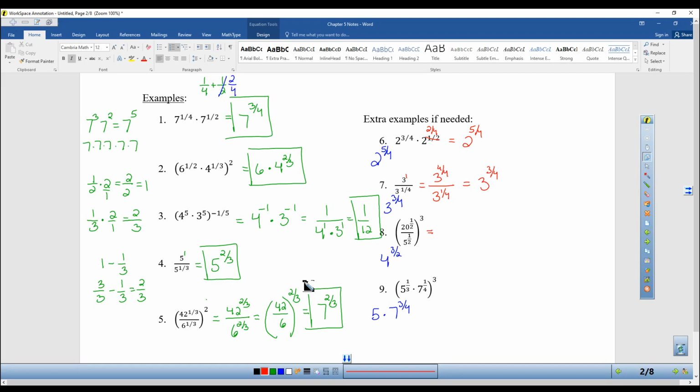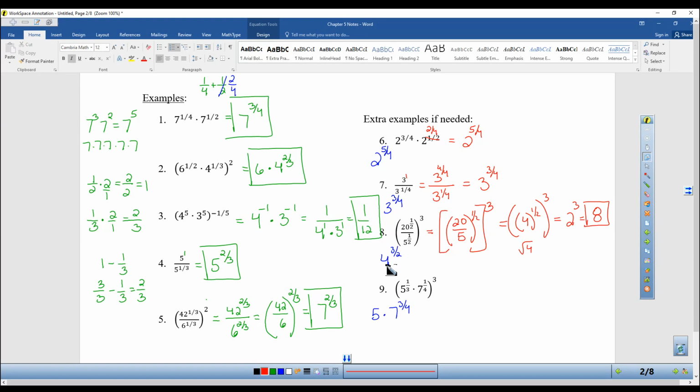These, I'm going to do this one differently than I did this one. You're allowed to simplify first. So this is 20/5. They are both to the 1/2, and then to the third. Or you can do it the same way we did number 5. But if you do it first, then you'll get 4 to the 1/2 to the third. And 4 to the 1/2 is 2. Remember that 1/2 means square root. So the square root of 4 is 2. And then 2 to the third is 8.